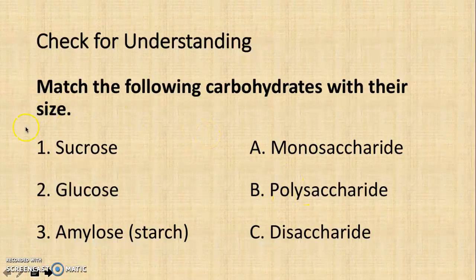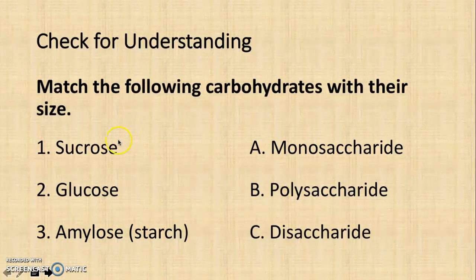So we have sucrose. We said sucrose is table sugar, which is a disaccharide. Glucose is the type of sugar that we find in our blood and can go into our cells. It's super tiny and is a monosaccharide. And amylose is the technical name for starch. So starch, or amylose, is a polysaccharide.